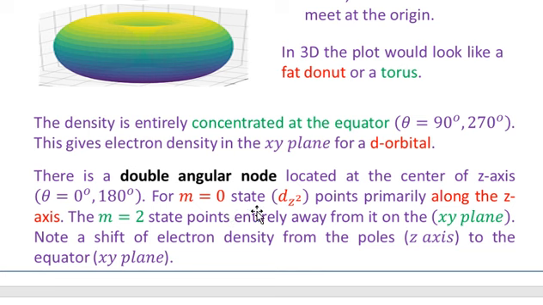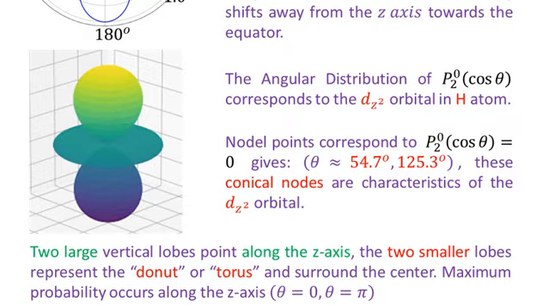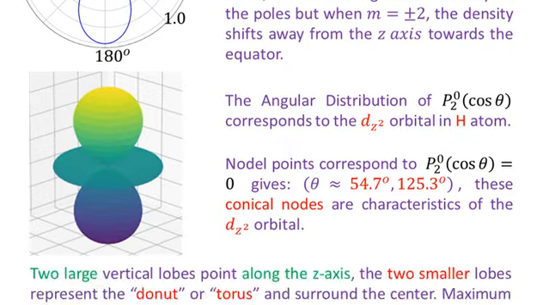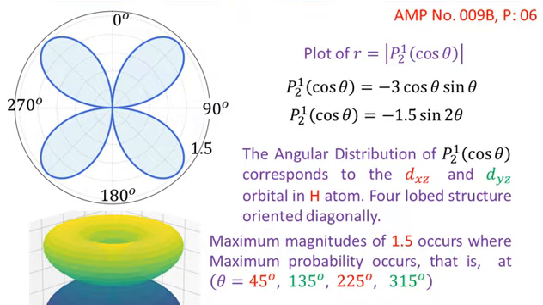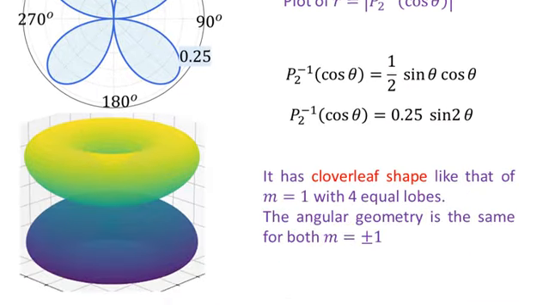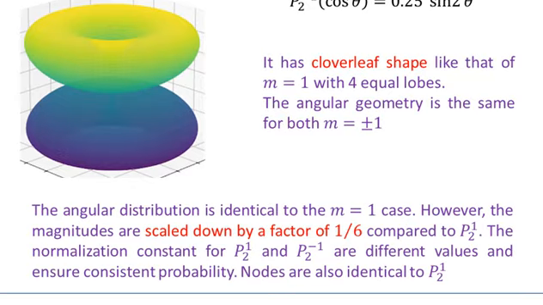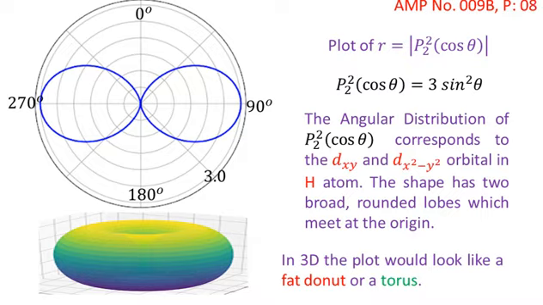For the m is equal to 0 state, dz square points primarily along the z axis. This is what we have seen. The dz square orbital is what we have seen. So let me show you again. This is the dz square orbital. And you see that these are the orbitals not on the xy plane, nor along the z axis. These are the dxz or dyz orbitals. And this is the orbital that is the dxy or dx square minus y square orbitals.